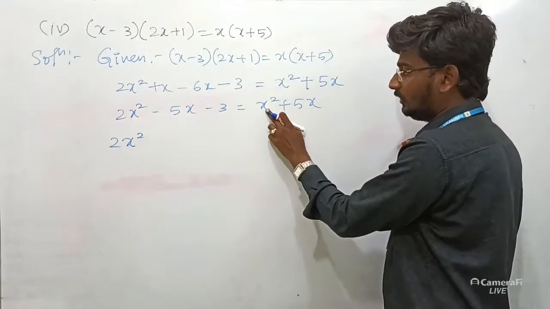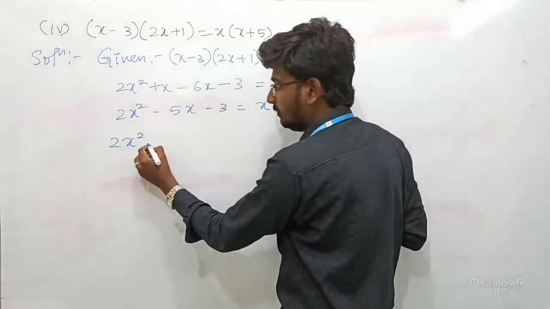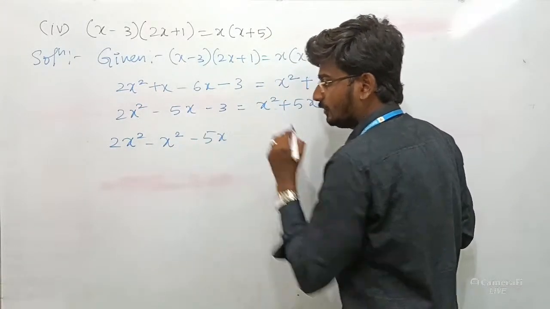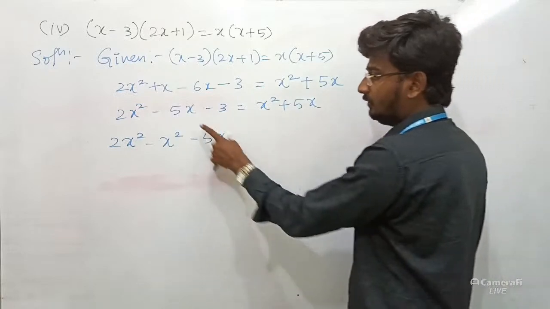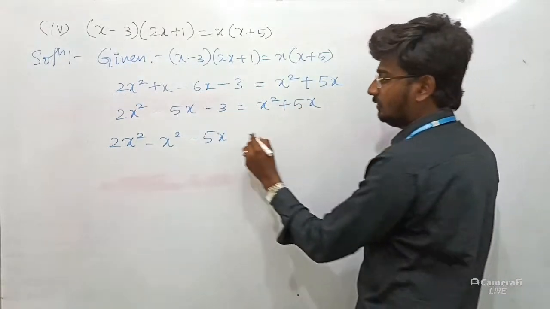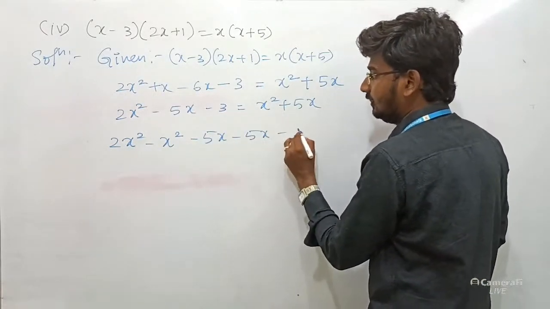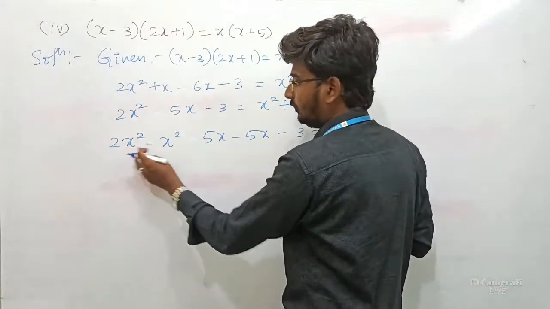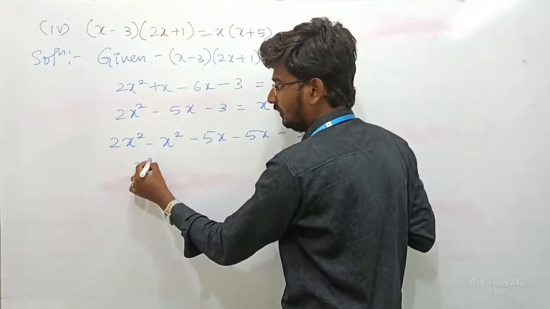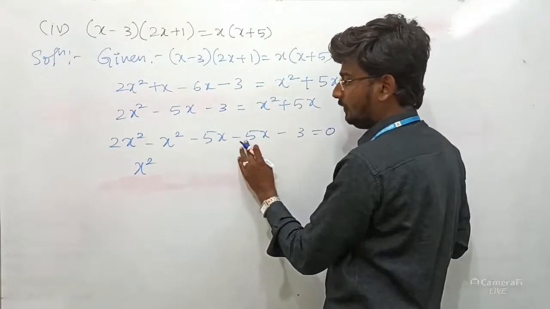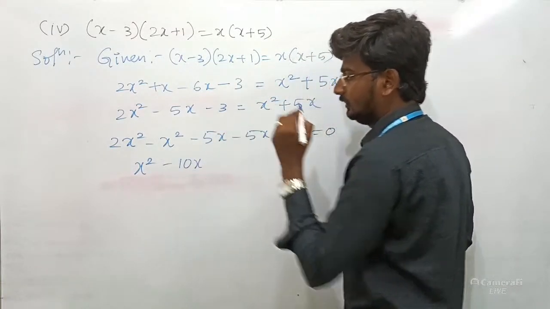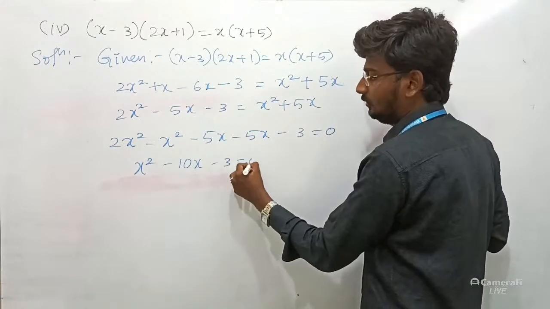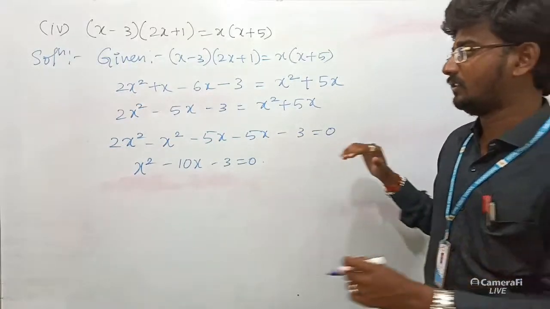2x square as usual. x square, when it comes to the LHS, will become minus x square. Minus 5x as usual. Plus 5x, if it comes to the LHS, will become minus 5x. Minus 3 as usual is equal to 0. 2x square minus x square will be x square. Minus 5x minus 5x is minus 10x. Minus 3 is equal to 0. Again, standard form.